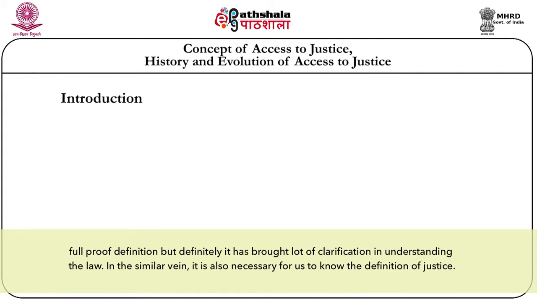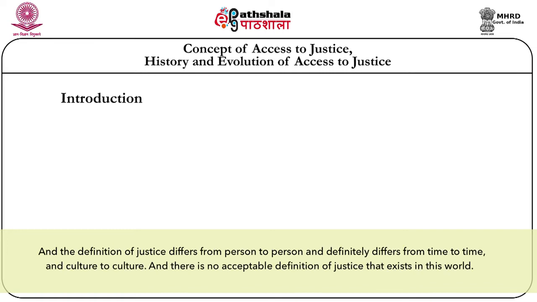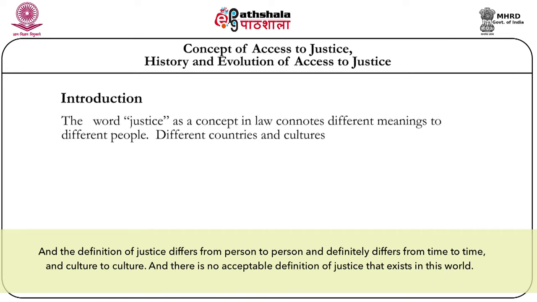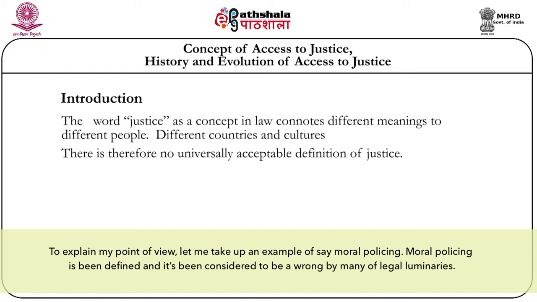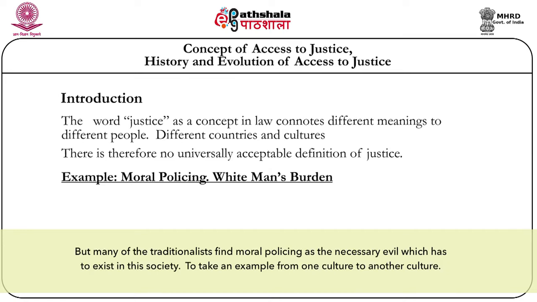In a similar vein, it is also necessary for us to know the definition of justice, and the definition of justice differs from person to person, from time to time and culture to culture, and there is no acceptable definition of justice that exists in this world. To explain my point, let me take the example of moral policing. Moral policing is considered a wrong by many legal luminaries, but many traditionalists find moral policing a necessary evil which has to exist in society.